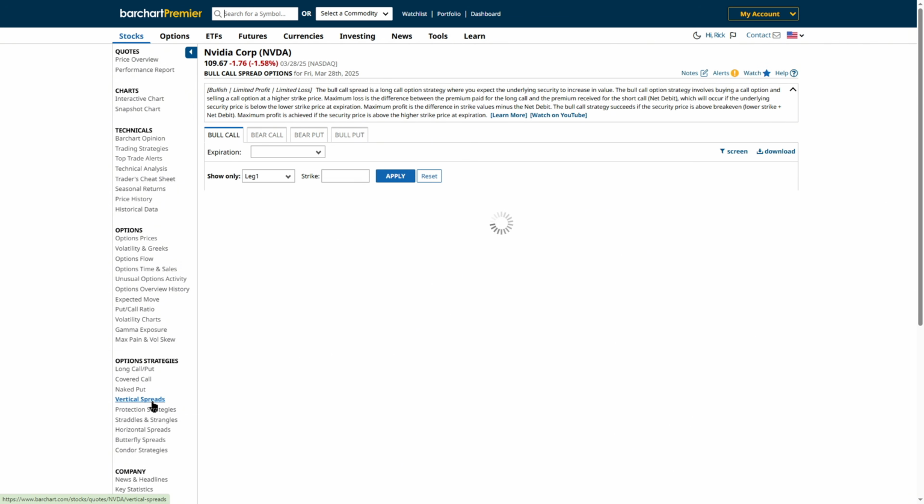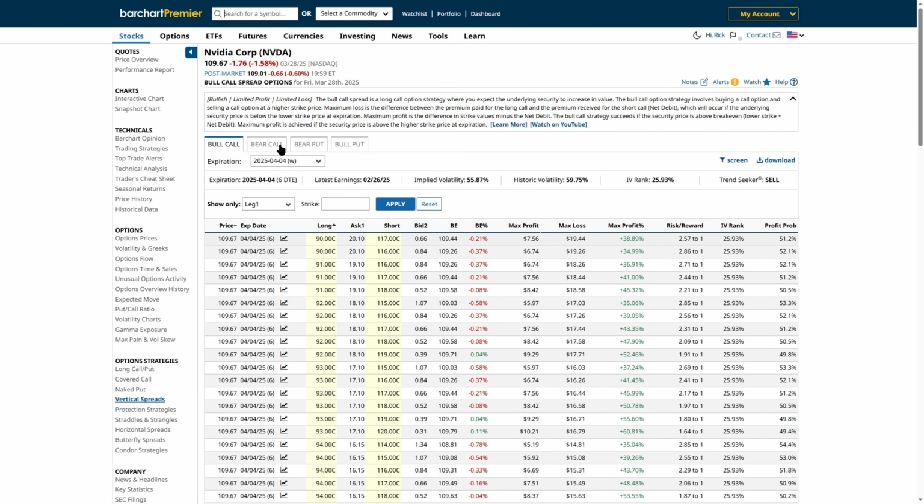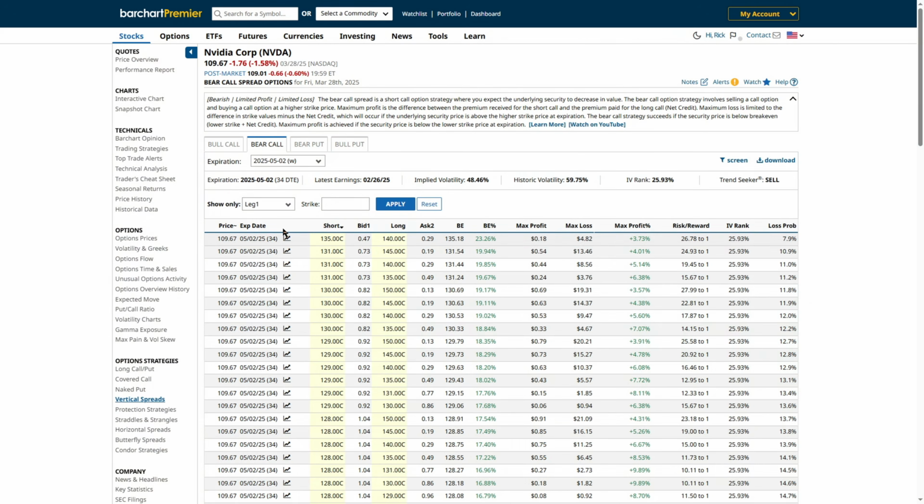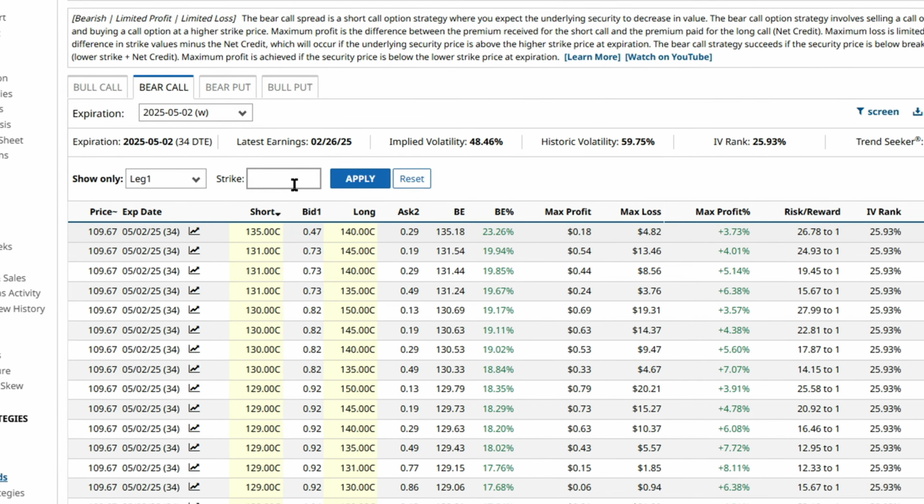To get the trade details, go to the left-hand menu and click on Vertical Spreads under Option Strategies. Next, choose your short strike price. Remember, NVIDIA's stock price must stay below the short strike at expiration or when you close the trade to profit. And now the stock is trading at $109.67. So let's say you think NVIDIA will not exceed $115 by May 2nd. Well, just type in $115 in the strike field and hit apply.